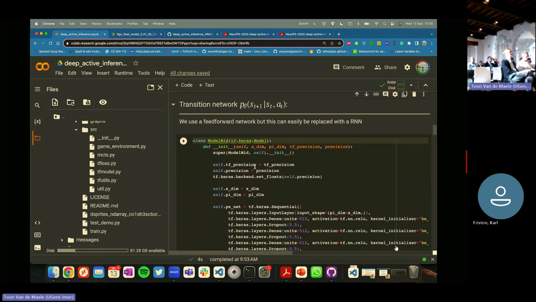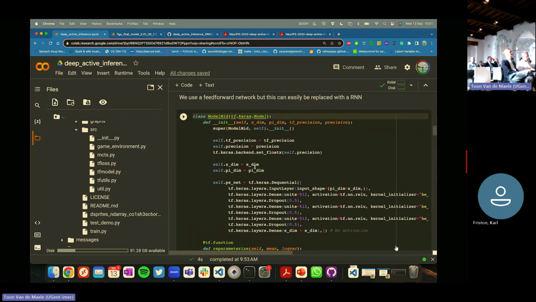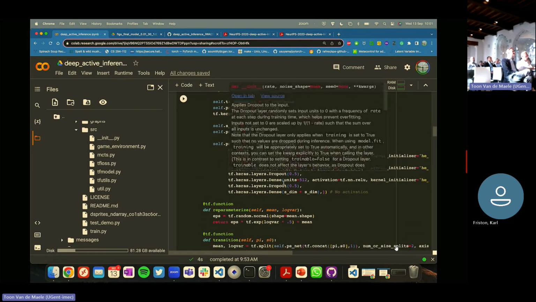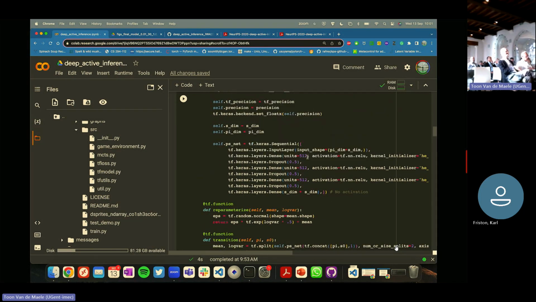And then we're using the transition network. This is also pretty straightforward. Most state-of-the-art work right now would use an RNN, and you could easily replace it, but we've just got a simple feed-forward network here. And it's, again, really low fidelity.